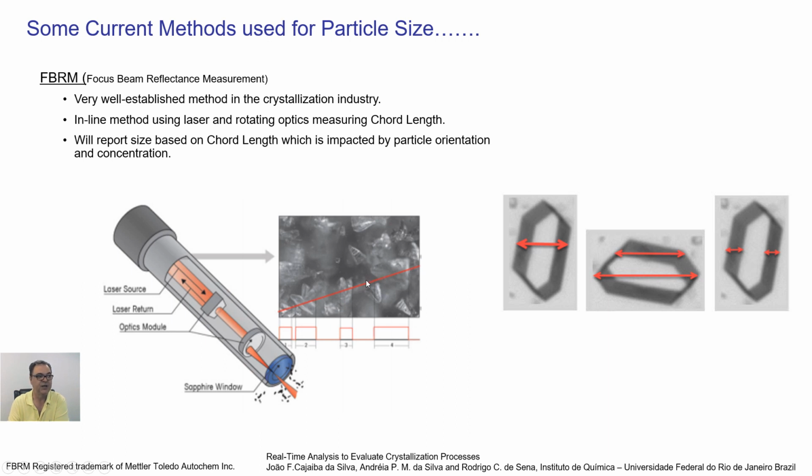That's a bit of a challenge because if you think about it, if you look at a crystal here on the right, if the crystal rotates, gets in front of the laser in one angle, it might report one size. If it goes at different angles, it might report a different size. Also, with the translucence of some of the crystals, it's also very difficult to get the true size of the particle. So that's one of the limitations with FBRM, but still it's a very established method because it's used quite a bit in the crystallization in the reactor industry.